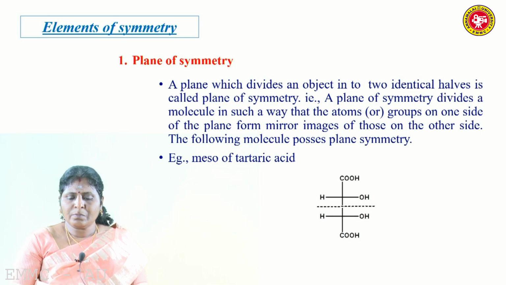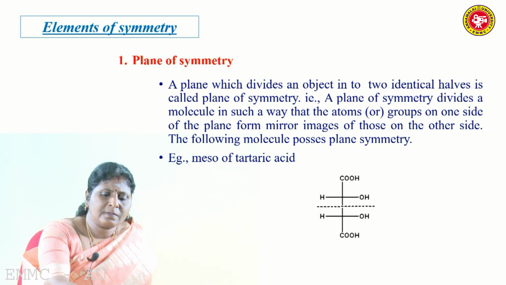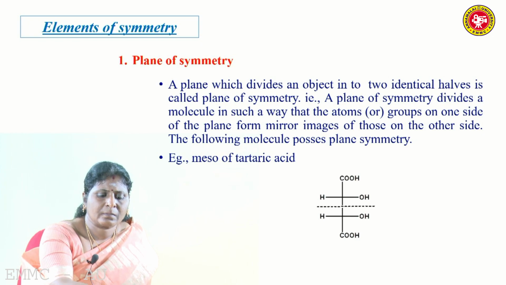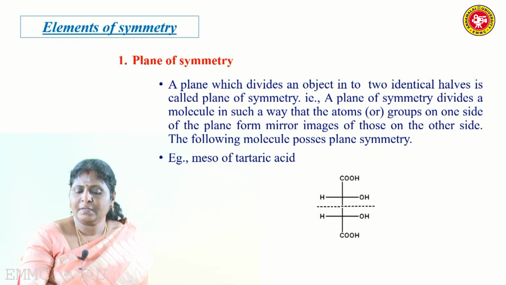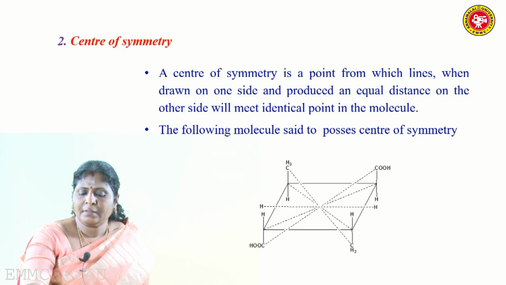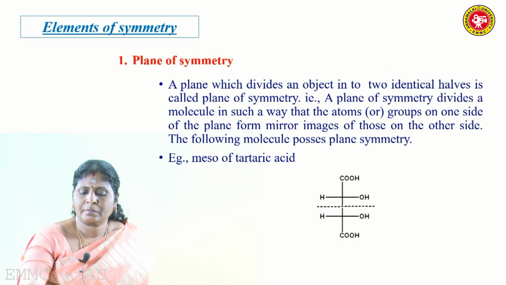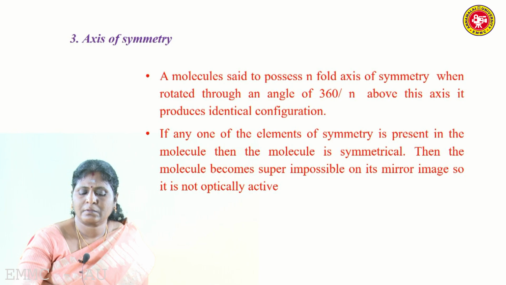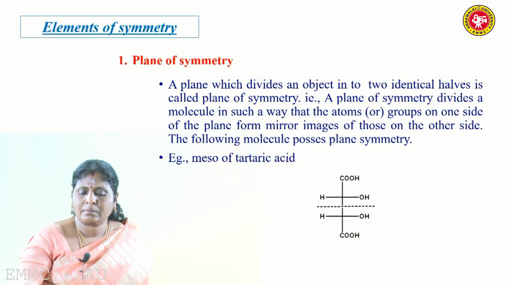The following molecule possesses a plane of symmetry. In this case, the tartaric acid, here this is the plane that divides the molecule into 2 identical halves. See, in chiral carbon number 1, there are groups like OH, COOH and hydrogen. In the second carbon also hydrogen, OH and COOH. Now these 2 carbons are identical to each other.